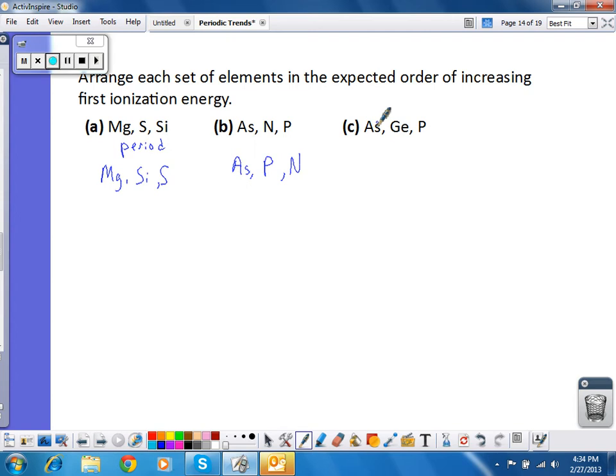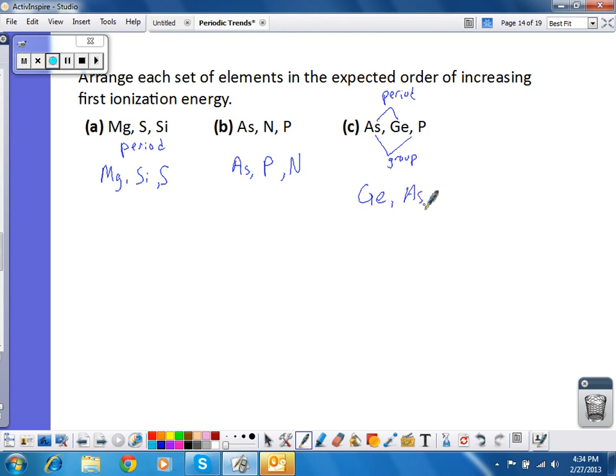And then we have arsenic and germanium in the same period, and arsenic and phosphorus in the same group. So again, we need to look at them period by period or group. So this time we'll look at the first two are in the same period. So arsenic is further to the right, so its ionization energy is higher than germanium. So germanium is going to come first, arsenic is going to come second.